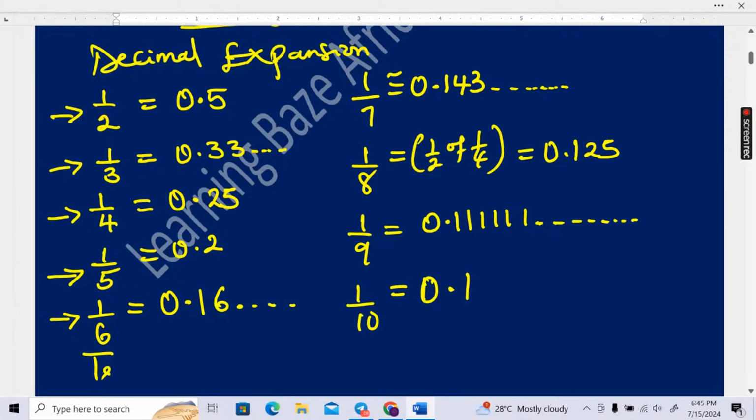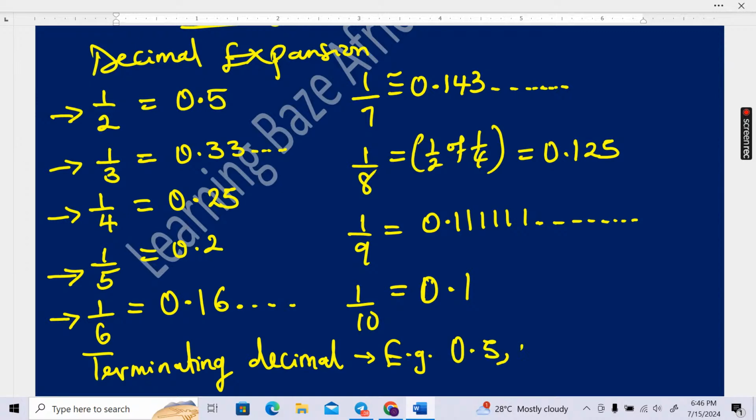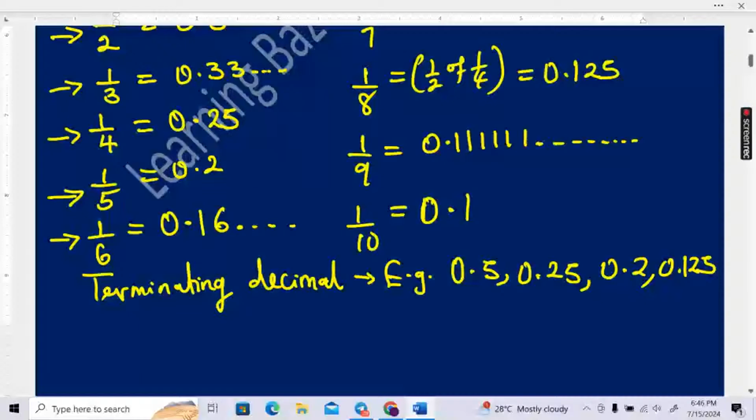Now, what do we know as terminating decimals? Terminating decimals are decimals that have exact value as the answer. All right? They have exact value. An example of terminating decimal is 0.5, 0.25, 0.2, 0.125. These are examples of terminating decimals.